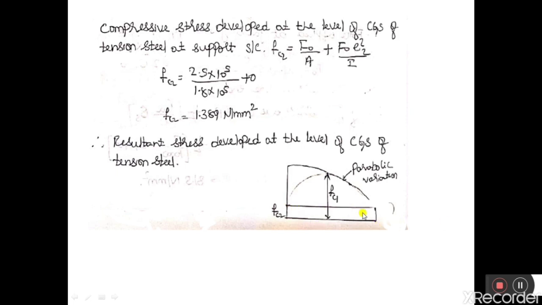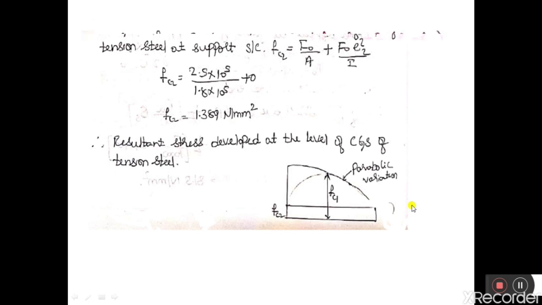The resultant stresses will be like this. If we draw a stress diagram, this rectangular portion is Fc2, the stress diagram due to end eccentricity of 0 mm, and this parabolic portion is the compressive stress developed due to eccentricity of 250 mm. So this is the stress diagram for both the cases.